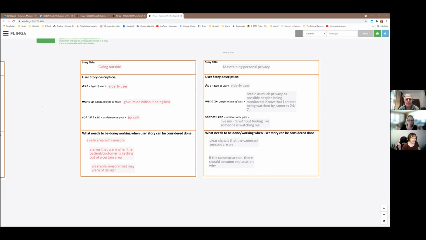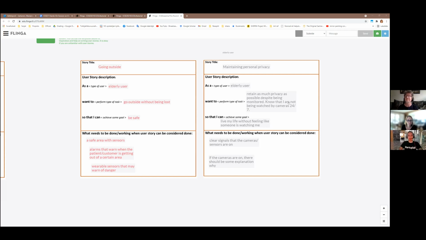We are thinking that if the patient or customer wants to go to some place where they are allowed to go, they also need to be safe. So they might need a safe area with sensors and alarms that warn someone when the patient or customer is getting out of the safe area, and possibly some kind of wearable sensors that might monitor their heart rate or something like that, which would indicate that they might be in a distressing situation or in danger. I'll only add one thing there: the idea is that you have some kind of AI that learns a certain pattern. You have some area that you know the person is walking in, and as the system learns more and more of the behavior, it can be more and more precise. That was the idea behind it.